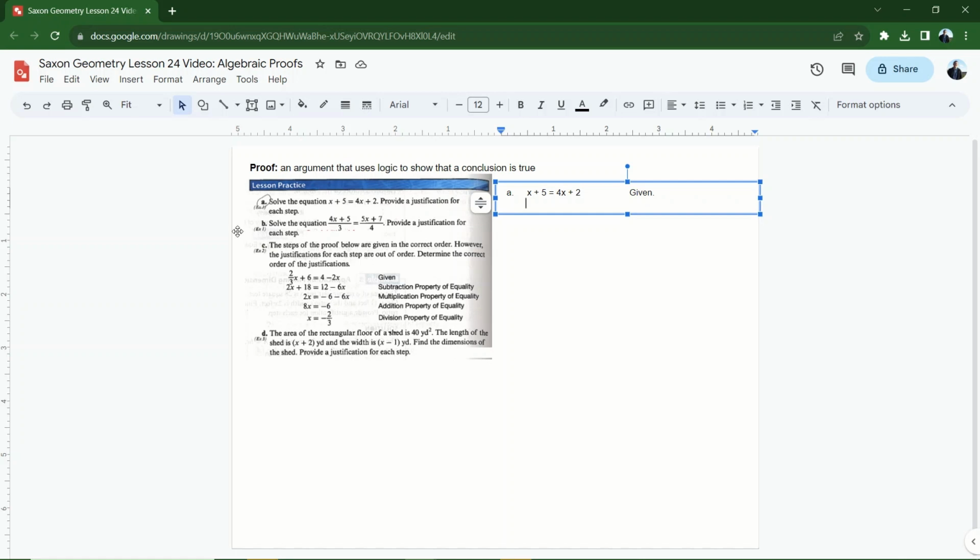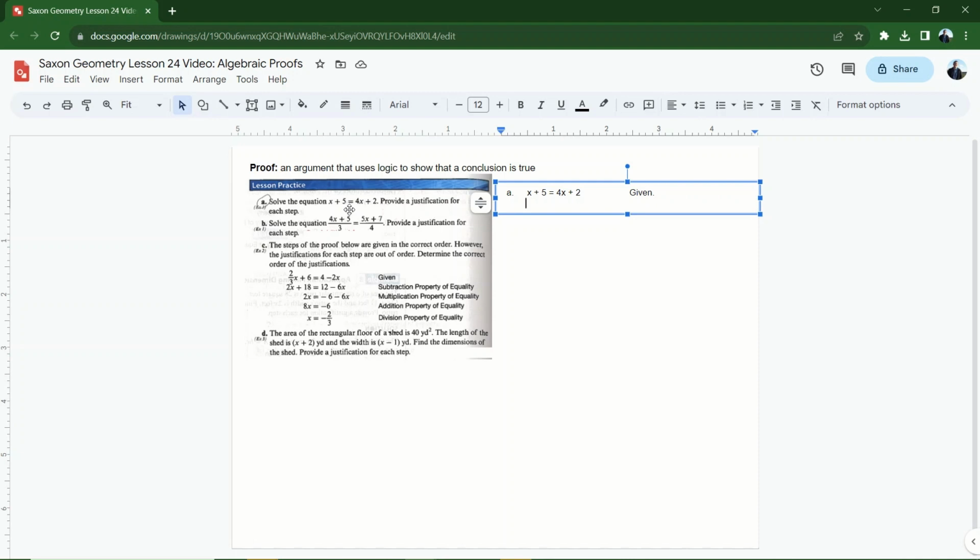Hey geometry students, in this video we are going to be talking about proofs. Okay, so this is our first lesson about proofs, and proofs are one of the hardest things you're going to do in geometry. But the good news is we're not going to start with geometric proofs, which are a little bit harder because they're a little bit less familiar. We're going to start with algebraic proofs. I'm going to show you how to prove the solution to an algebraic equation.